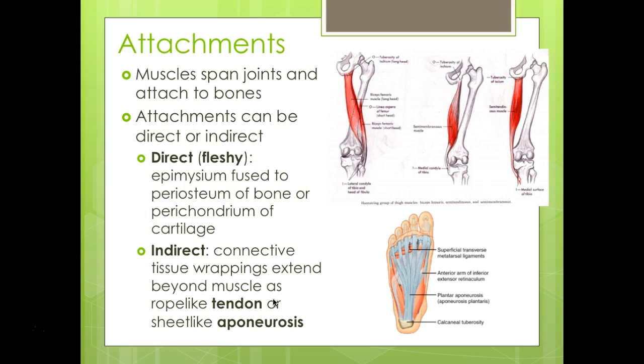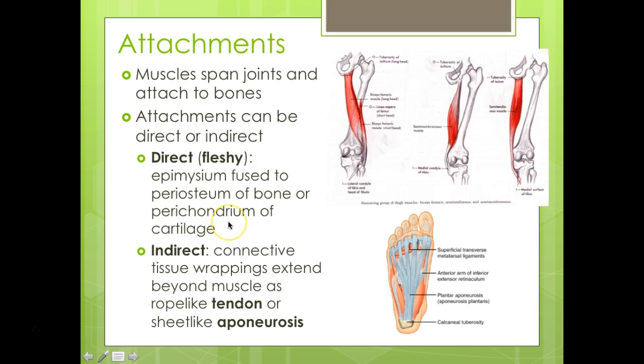In lab, we already talked about what an origin and insertion is, and there's a different way of discussing these attachments as well, and that's direct and indirect. So direct, or a fleshy attachment, is when that epimysium, remember, that surrounds the entire muscle itself, is fused to the periosteum of the bone, the outer layer of the bone, or the perichondrium of cartilage.